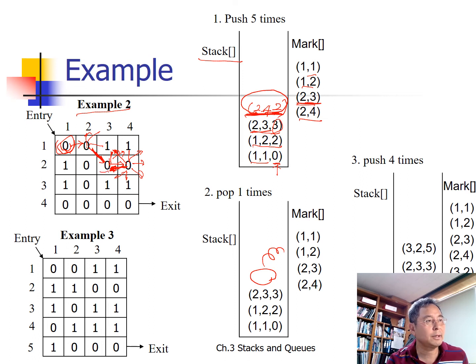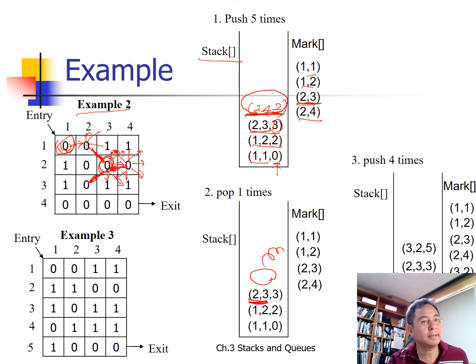Now I am in here. 2,3. Yes, 2,3 is the current position. So continue to search the possible path. No, no. Here, yes, it is possible.